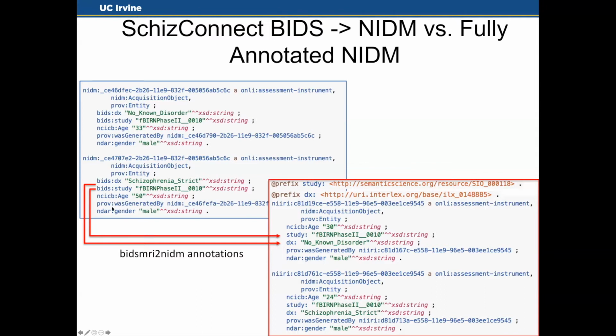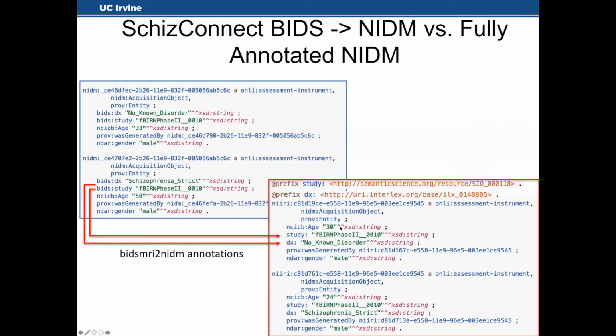But anyway, the point is, you have a bunch of variables in the original data set. Right now, they're naively mapped in the BIDS exports from SchizConnect. We can use this tool from our PyNIDM libraries called BIDS MRI to NIDM, which has this annotation capability. What it will do, which you'll see on the next slide, is allow you to iteratively query the InterLex and pick out some terms that may match, in this case, DX and study.